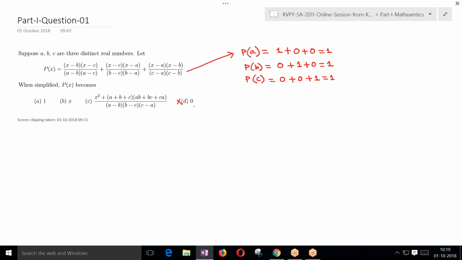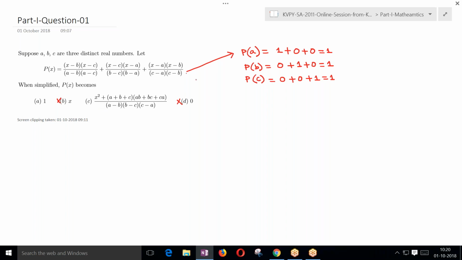And also it cannot be dependent on x, because we found the value of P(a) is independent of x, the value of P(b) is independent of x, the value of P(c) is independent of x, so it cannot be B. It can be either A or C, but how can we make sure it is A with confidence? We do not know whether it can be C or not. To make sure of this, we need to make a little bit of simplification. And how to simplify this?